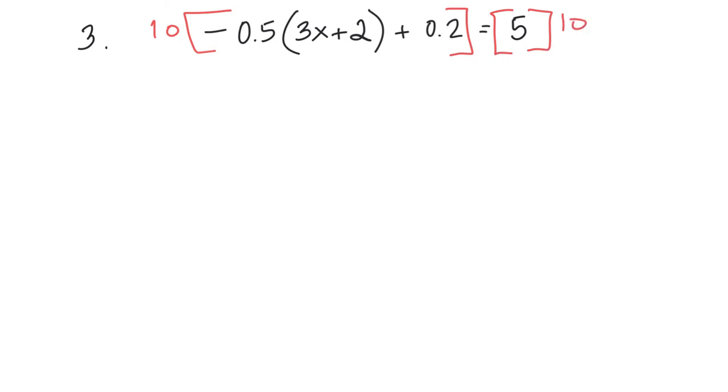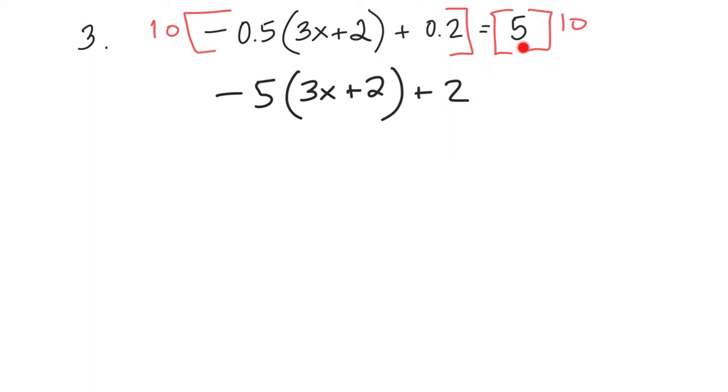And now I'll go ahead and start expanding. So 10 times negative 0.5 is negative 5. And remember, I never multiply anything inside parentheses. I leave that alone. And then 10 times 0.2 is 2. So I'm just expanding the 10 to the terms on the left side.